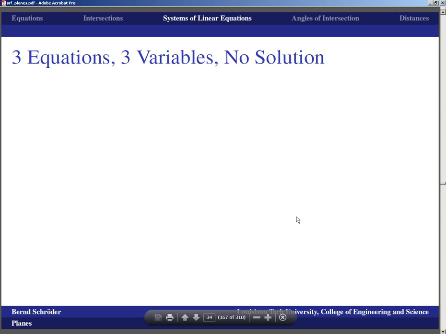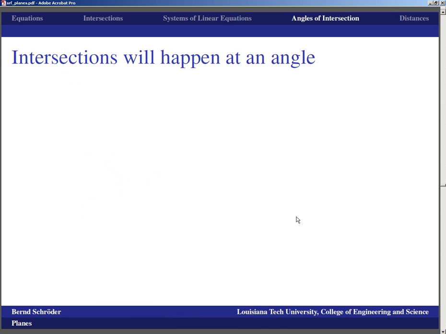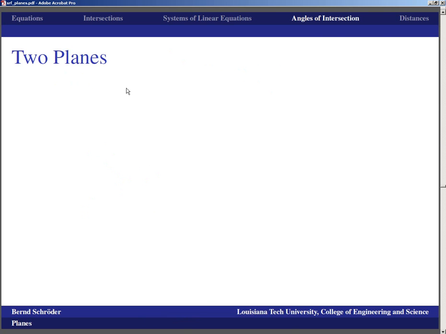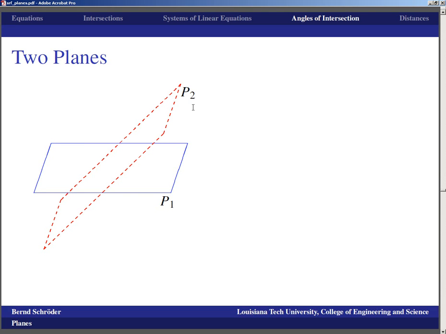All right, so that was a quick interlude on systems of linear equations. Now, we talked about intersections. Well, when you intersect stuff, intersections will happen at an angle. So we'd like to know the angle of intersection of two planes that intersect. And, well, what would we have? We would have one plane here, we call that thing P1. We would have a second plane here, we would call that thing P2. And then the angle of intersection between these two planes is given right here.